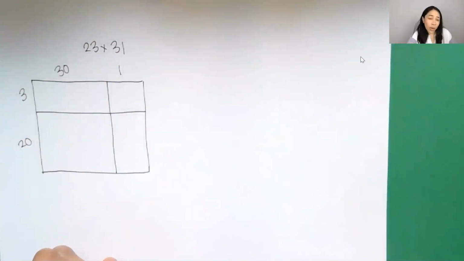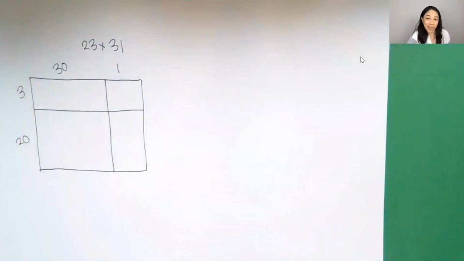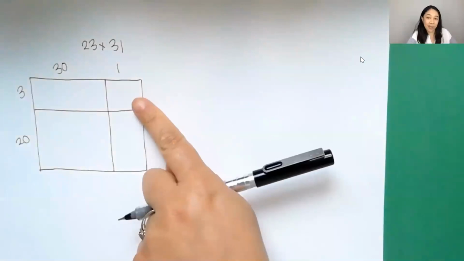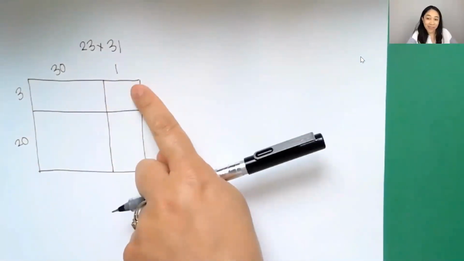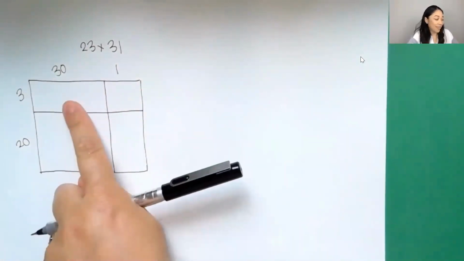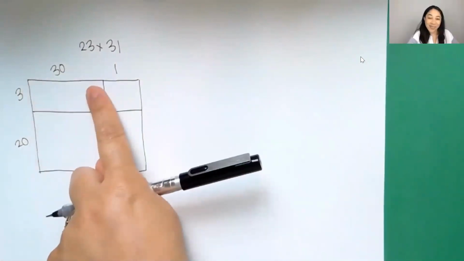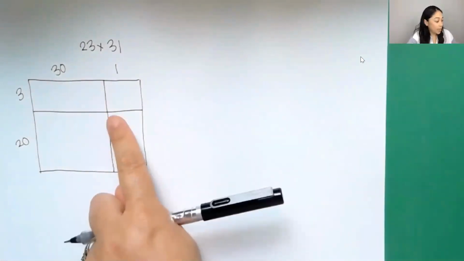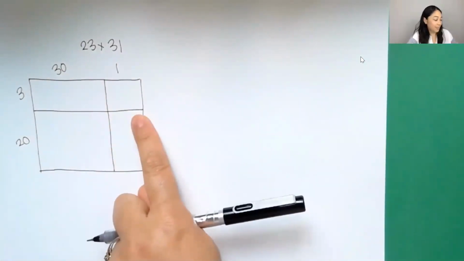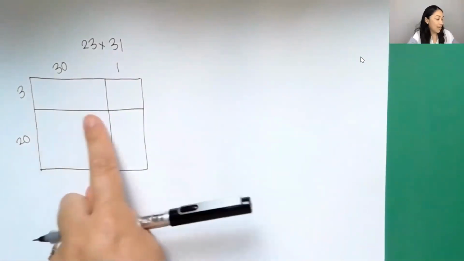Think, what is the length and width of each of the 4 smaller rectangles that we just created? Let's start here. 3 and 1. What about this one? 3 and 30. 20 and 1. 20 and 30.